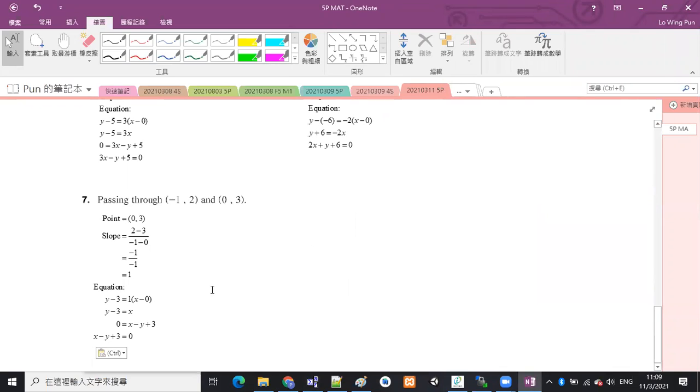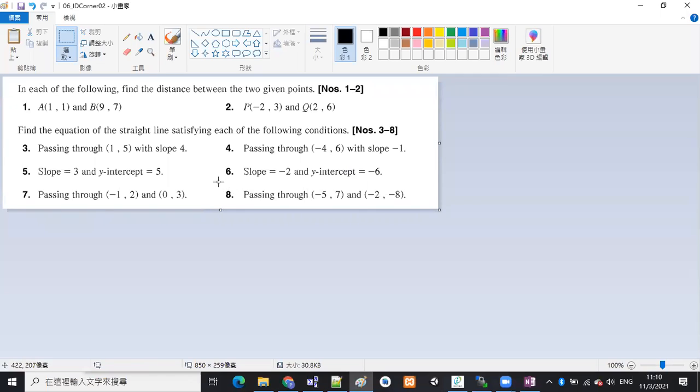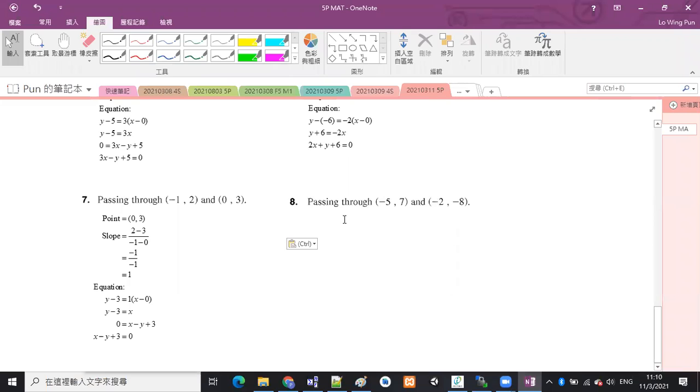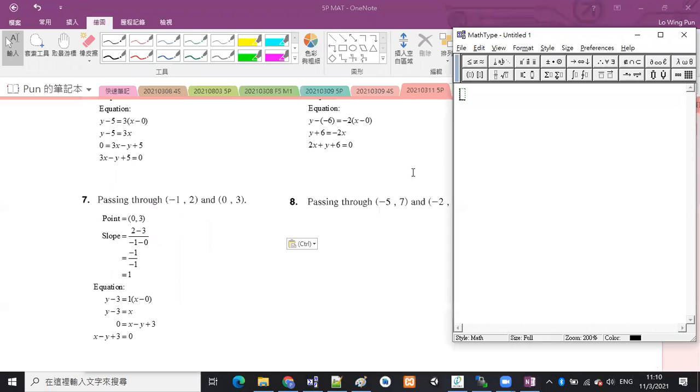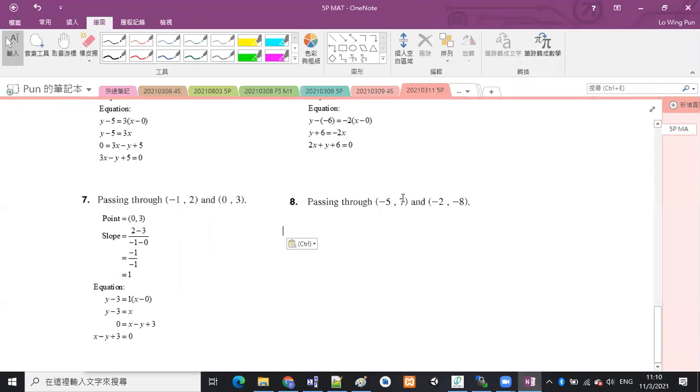Is that okay? Okay, last one, number 8. Number 8, again, we have 2 points, right? So we are going to choose one point to be the point. So this time we don't have 0 here. There is one negative number here and there are 2 negative numbers here. So I'm going to choose this one, -5 and 7.